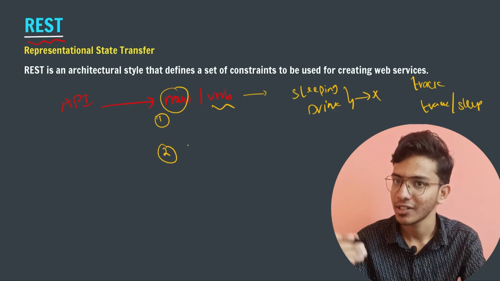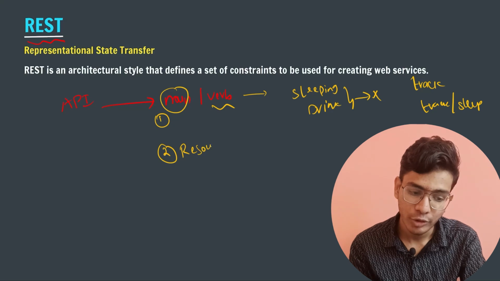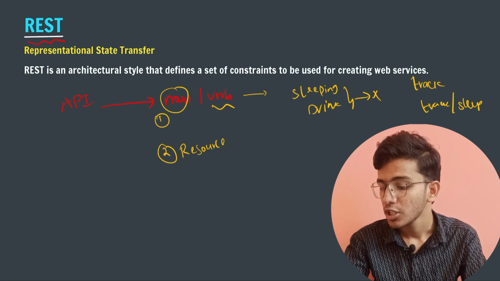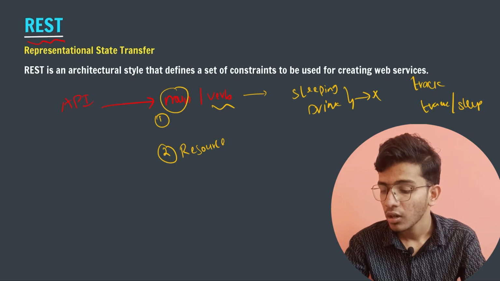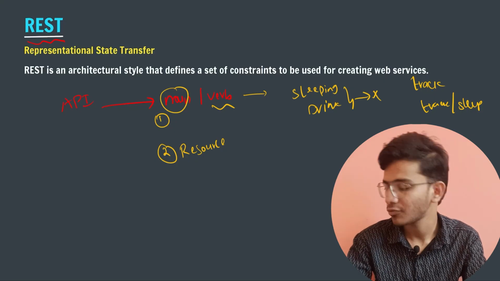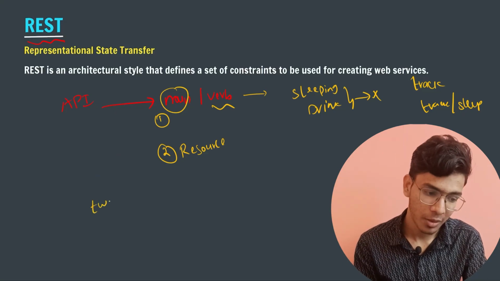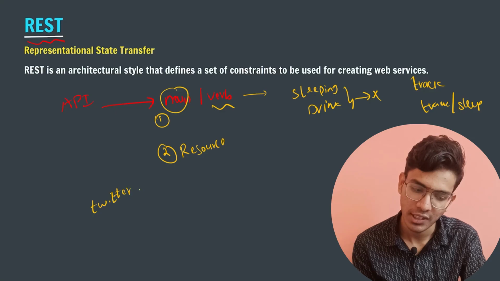The second rule is, your API should revolve around a particular resource. What is the meaning of it? What is the meaning of a resource? To understand the meaning of resource, you should understand the need of a platform. For example, if I talk about Twitter, because Twitter is very easy to understand.